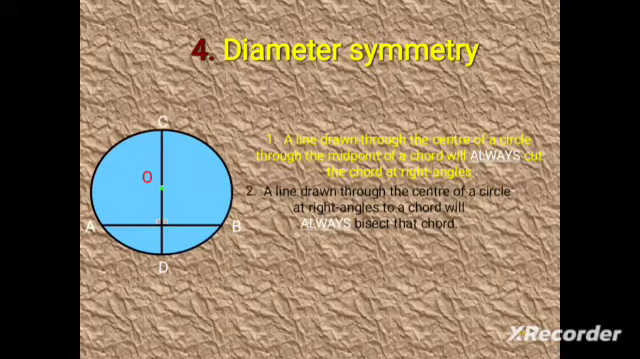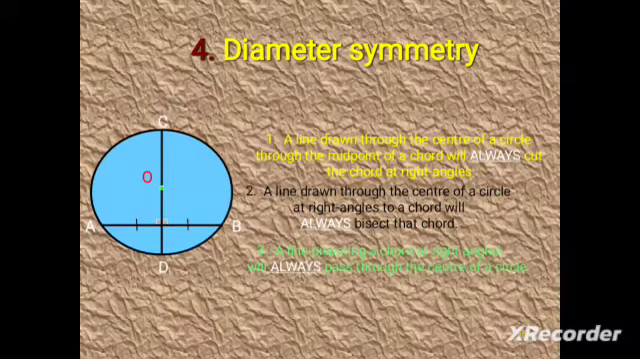Number 2: a line drawn through the center of a circle at right angles to a chord will always bisect that chord. As you can see, we have the line CD and the chord AB. The line CD is bisecting AB at right angles, and that is illustrated in the diagram.